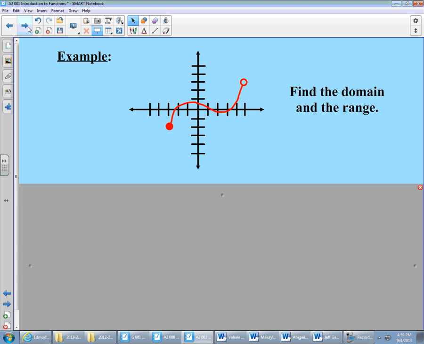Another example, find the domain and range. Go ahead and push the pause button right now. Go ahead and take a shot at the domain and range, and after you do, press play again. Let's see if you get it.